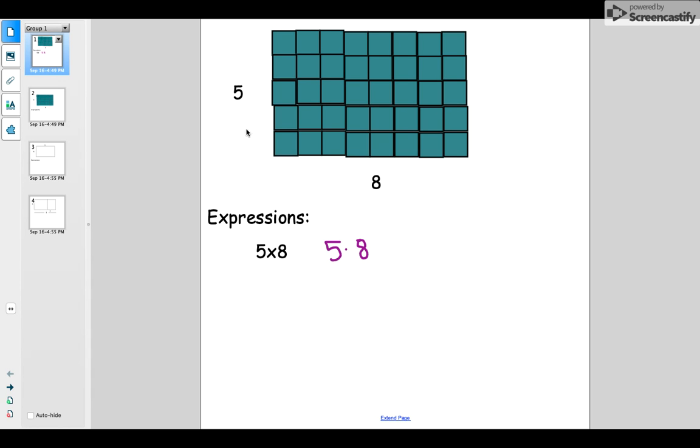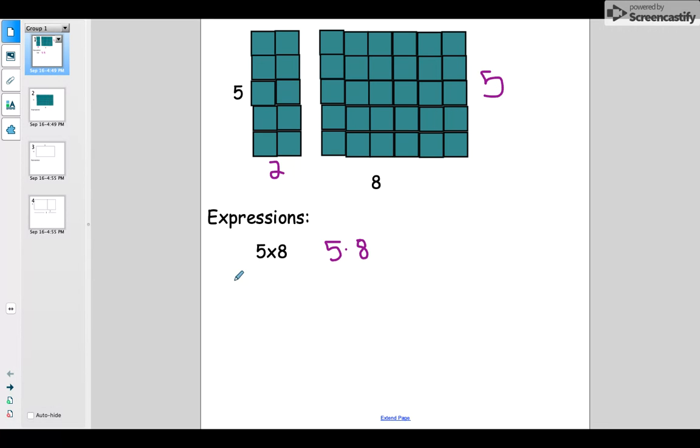So for example, let's say I want to keep the 5 tiles going down the same, but I want to break it apart. I could take these 2 rows of 5 and separate it. Now if you look, I have a 5 by 2 and a 5 by 6.